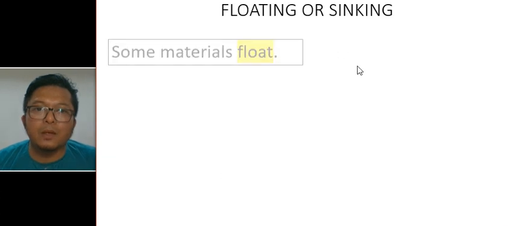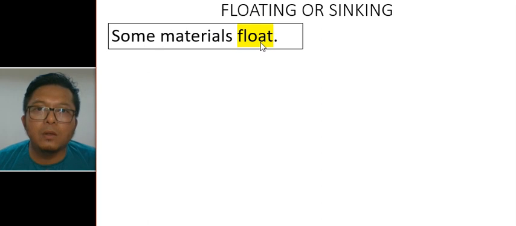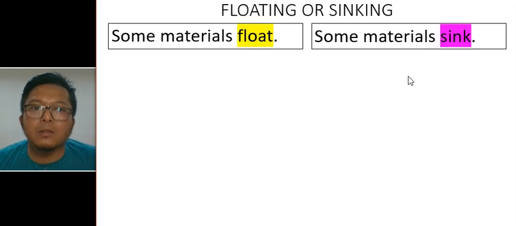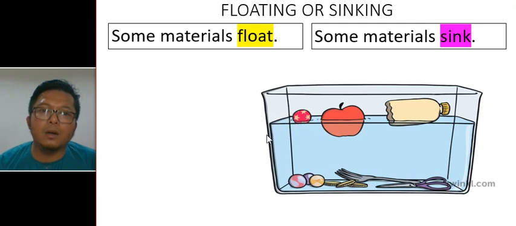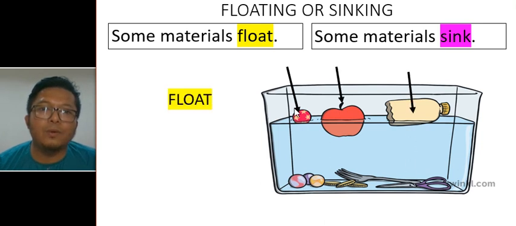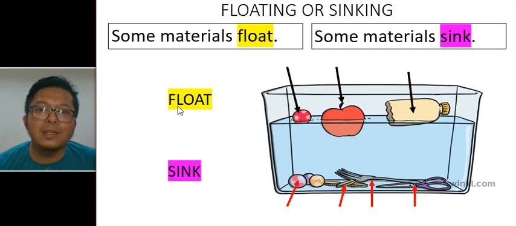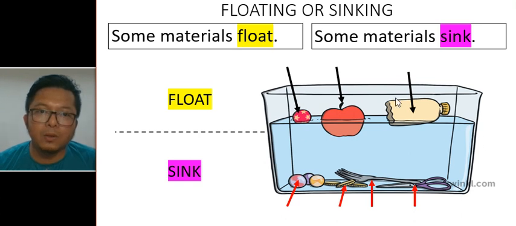Next, floating or sinking. Let's take a look. Some materials float and some materials sink. Let's take a look. There are some materials in this container. 1, 2, 3, 4, 5, 6, 7. Now, 3 objects float. 4 sink. So, the one on the water is floating, float. The one at the bottom of the container, sink.